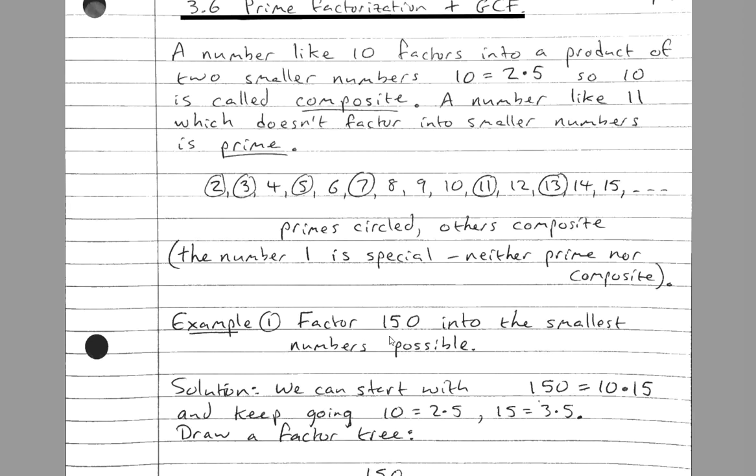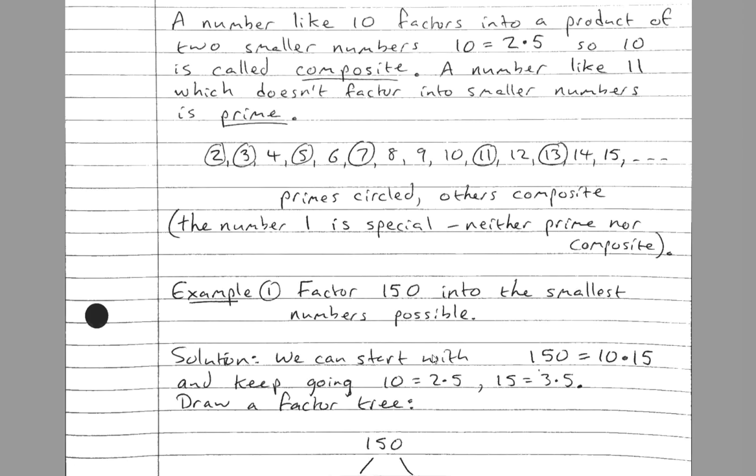Example 1, factor 150 into the smallest numbers possible. Okay, so we want to break up 150 as much as possible. Any number that ends in 0 has 10 as a factor. So 150 is equal to 10 times 15. But we can do better.